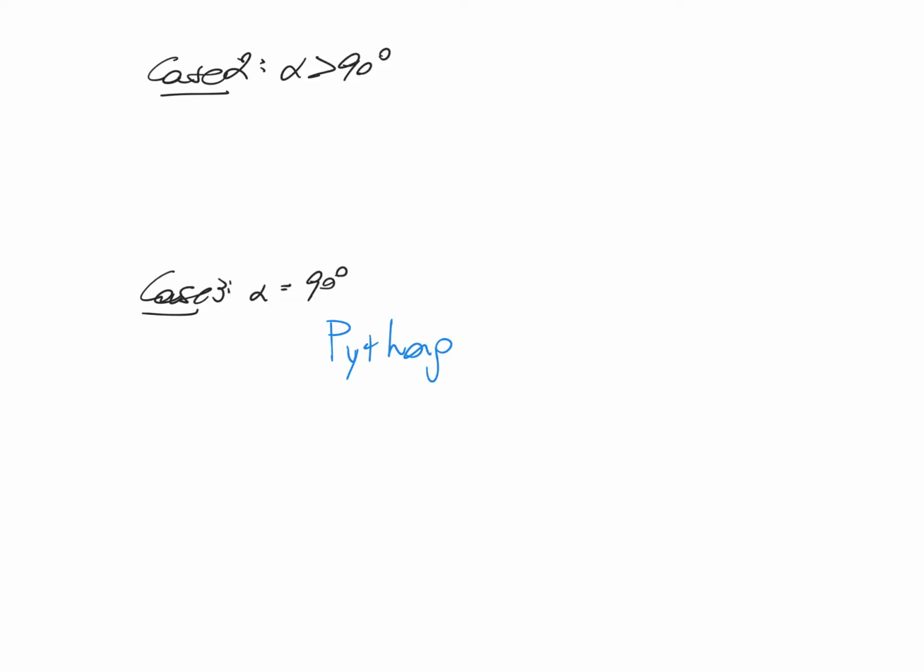To complete the proof, we have to consider 2 more cases. Case 2, alpha is larger than 90 degrees, so alpha is an obtuse angle. And case 3, alpha is equal to 90 degrees. The easiest one is case 3. This is just the Pythagorean theorem, because the cosine of 90 degrees is 0, and so that term is deleted.